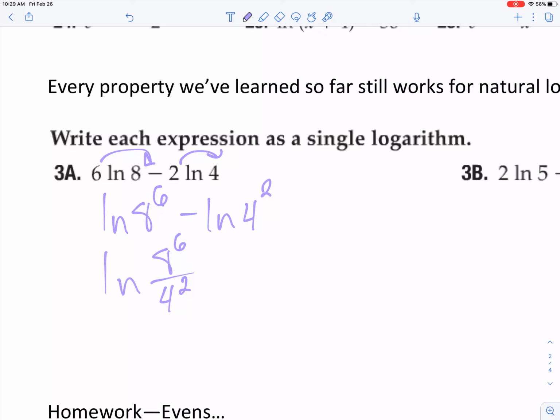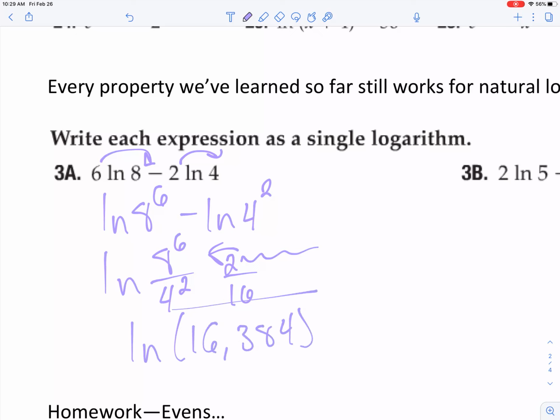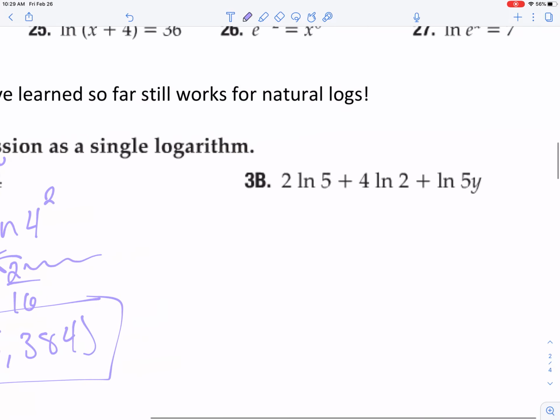And now if I plug into my calculator, figure out what 8 to the 6th is, I know that this is going to be 16. Whatever that number ends up being, divided by 16. Oh, it's like 262,144. Divided by 16 is a nice, easy, what was that, 2 something, something, something. The natural log of 16,384. Much simpler than that. I mean, yeah, it's a big number, but more simple than that.